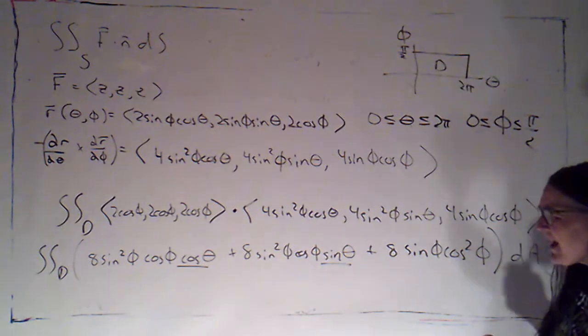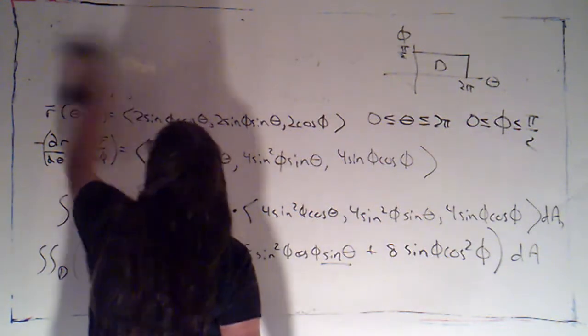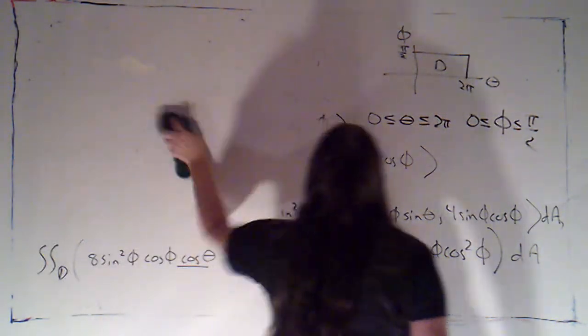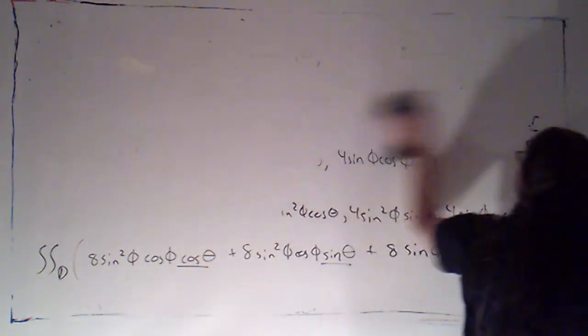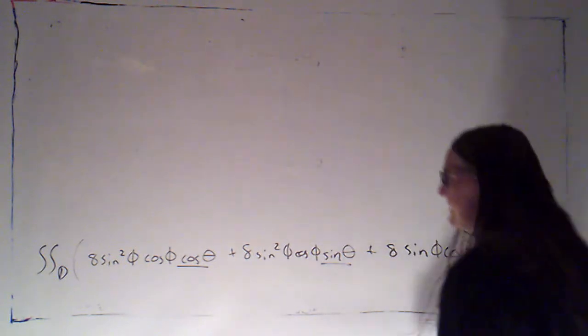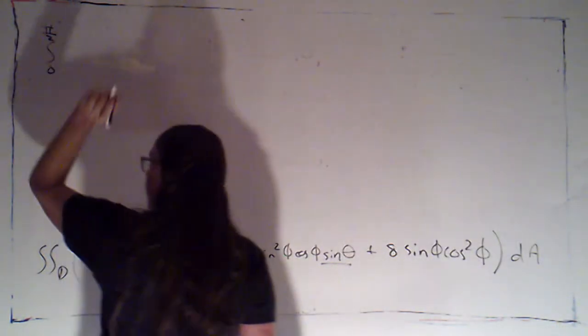So you want to sort of be on the lookout for things like that. If you don't notice it, it's not the end of the world. It's just going to take you a little bit longer to integrate. But that's a neat strategy to notice if you do. So I'm going to switch to an iterated integral. So I'm going to do 0 to pi over 2 as my outside.